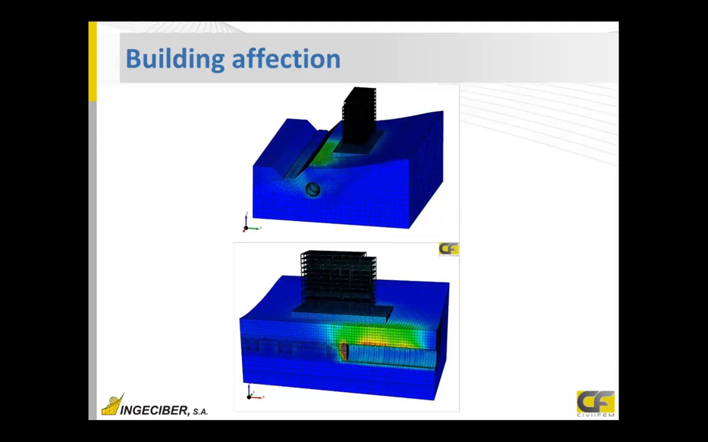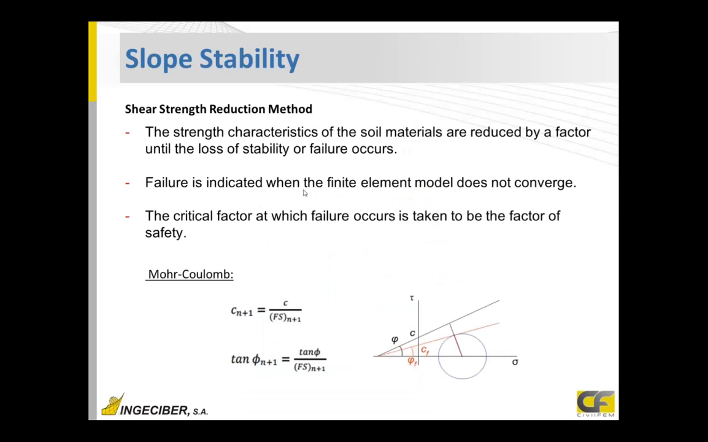Also, another analysis type that we are doing is calculating the slope stability. For the slope stability, for these nonlinear material models, we are using the shear strength reduction method. This method consists in dividing the strength of the material. In this case, we are solving with Mohr Coulomb. So Mohr Coulomb strength is defined by cohesion and friction angle. With the cohesion and friction angle, we have the yielding surface, that is this in black.